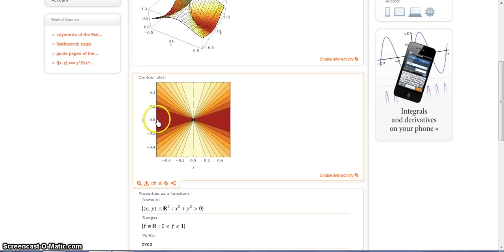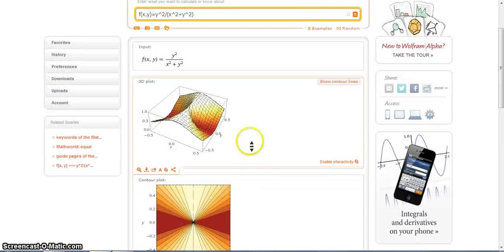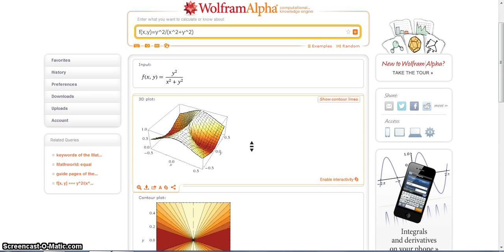That as I approach along this line, where my y values are constantly equal to 0, I'm down at 0. When my x values are constantly equal to 0, I'm up here at 1. And you can even see the line y equals x, which is this line along here, is also along a flat contour line of 0.5. So those are two different ways to visualize limits of two variable functions, either using a table or using graphs.